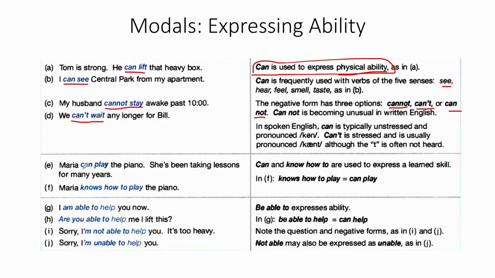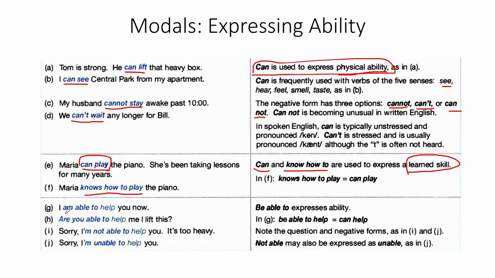Another example is Maria can play the piano. Maria knows how to play the piano. She's been taking lessons for 10 years. So can and know how to are used to express a learned skill. In the first example we talked about physical ability, something that you can do physically. But here we're talking about something that you have learned in your life, like learning to drive, to swim, to speak a language. So that's a kind of learned skill, and here we can use the expressions know how to and the modal can.